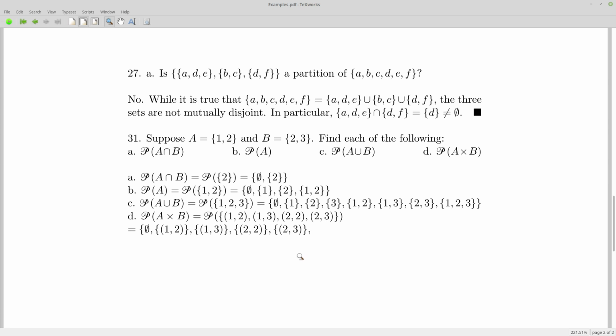Now beyond that, we have 2-element sets, and as before, we want to use some kind of nice canonical ordering. And so I'm going to start with (1, 2) and pair it up with each of these in turn. And so we're going to have (1, 2) paired up with (1, 3). And then we're going to have (1, 2) paired with (2, 2), and (1, 2) paired with (2, 3).